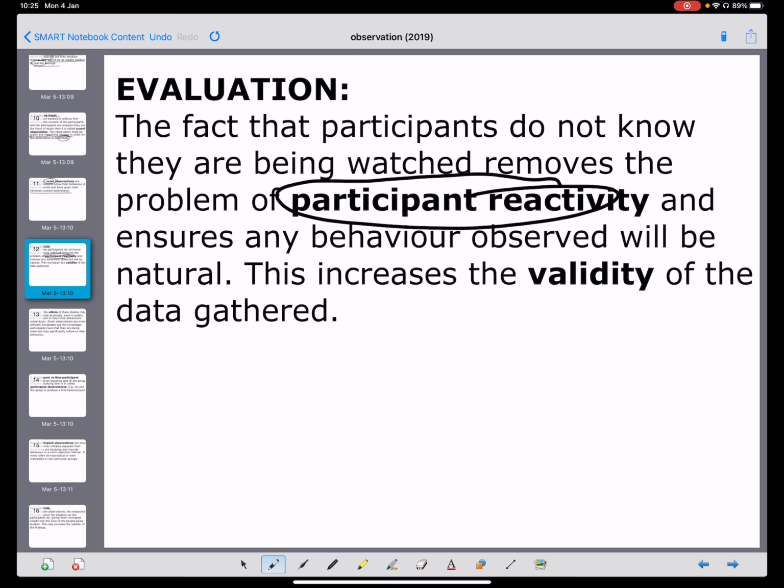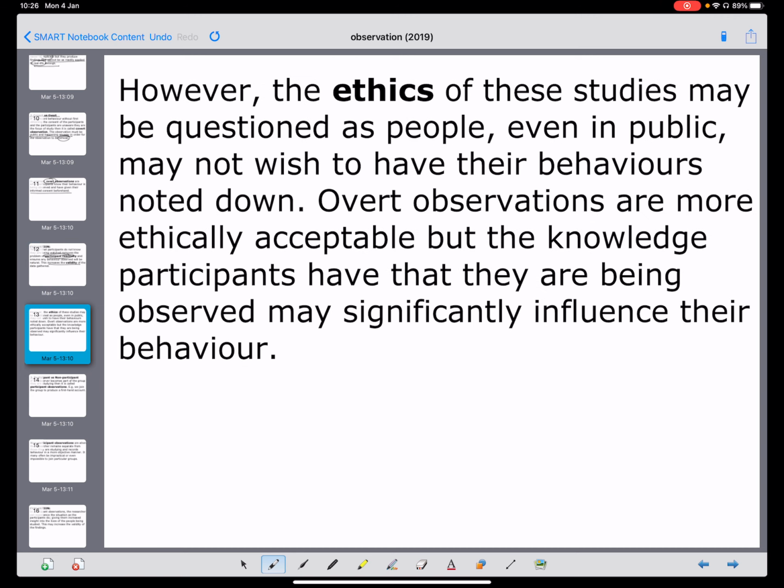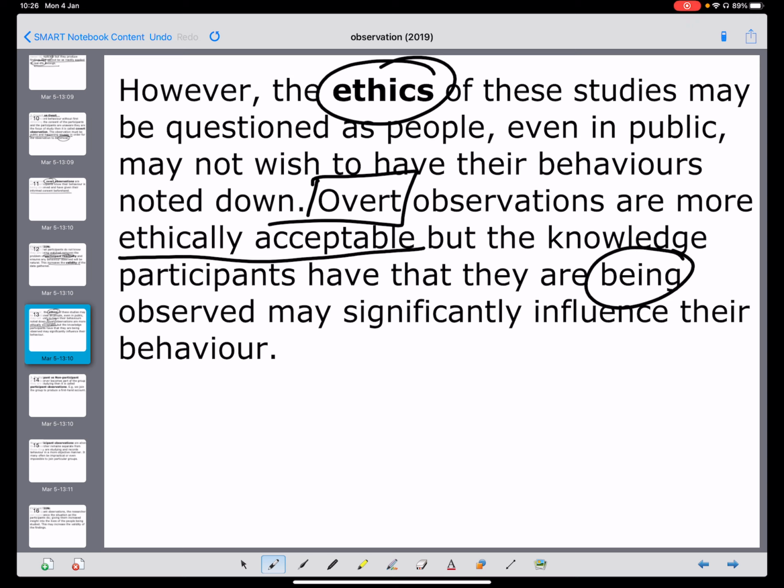Okay. So therefore, if I have a covert observation, then it increases the validity because they're going to act in the way that they would normally act. But of course, we have the ethics that we need to consider. Now, of course, we could say then a positive of overt observations is that it is ethically acceptable. However, of course, they know that they're being observed, and so therefore they may act differently.